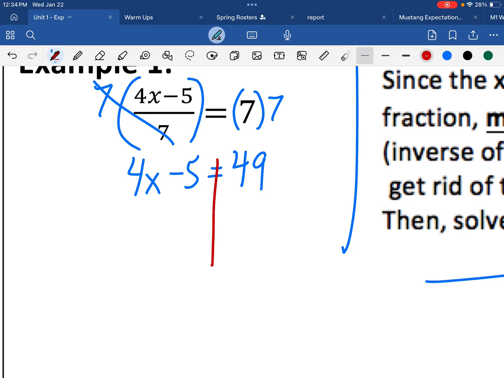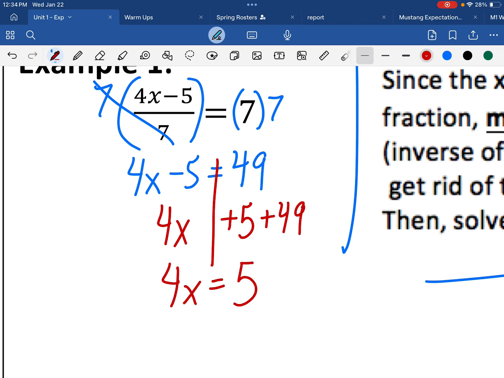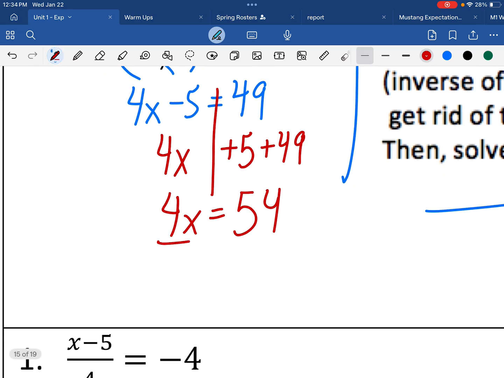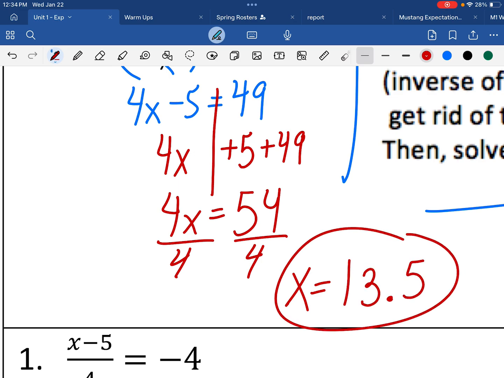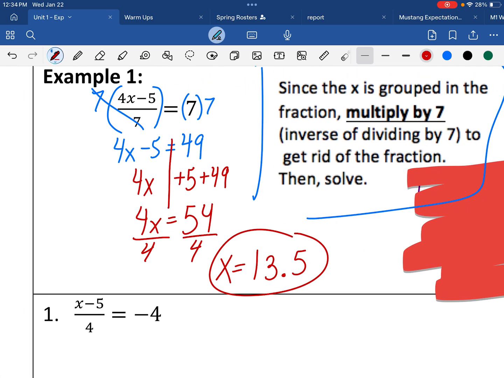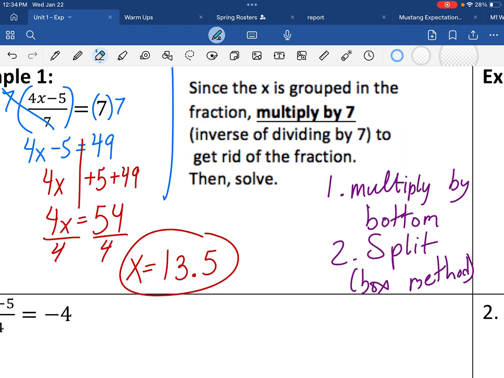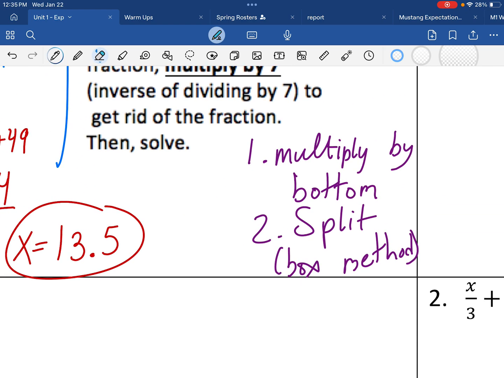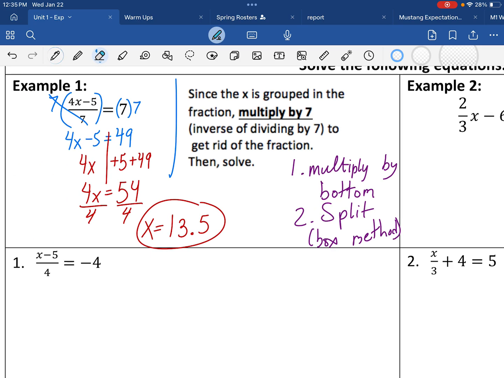Now we're going to do our split or our box method. Bring the 4x down. The negative 5 becomes positive 5. Bring the 49 down. So we have 4x equals 54. Okay? Divide by 4, divide by 4. You should get x equals 13.5 right there. Okay? So, to think about it in a simpler, smaller way, we multiplied by the bottom, we split, and did our box method and solved. Okay?